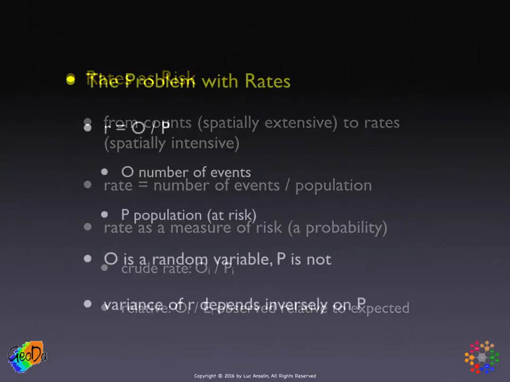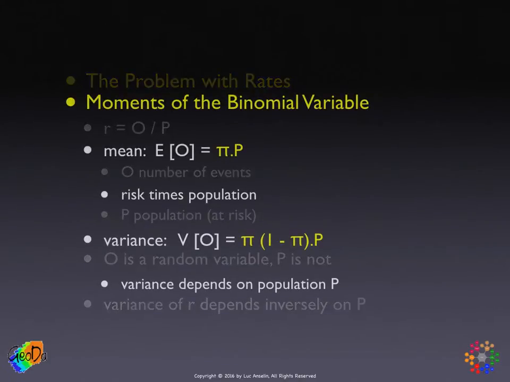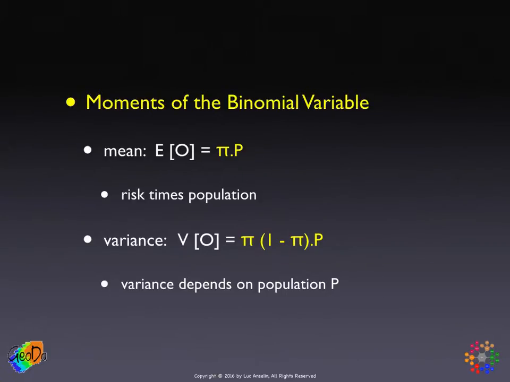So if we look at the rates a little more closely, we see that the numerator, the number of events, is really the random variable. The population or population at risk in the denominator is just a constant, and that's not a random variable. So if we are interested in the properties of this ratio of two numbers, one of which is a random variable and one of which is a constant, first we focus on the random variable. And the number of events can be thought of as the realization of a binomial process. So it's a binomial variable.